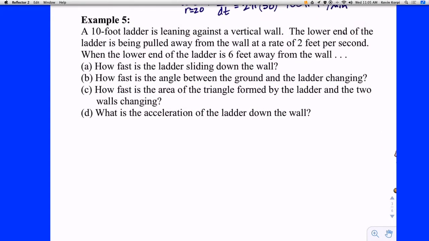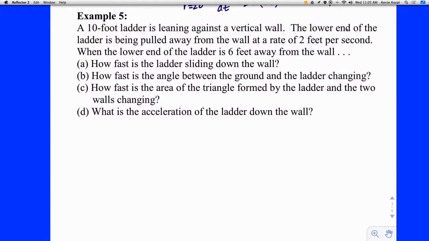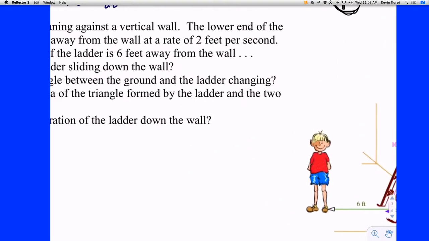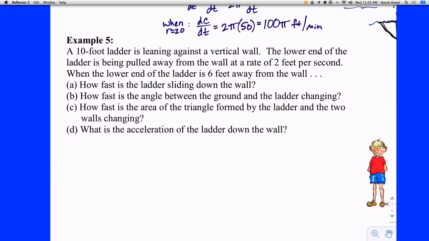Shenanigans taking place. A 10-foot ladder is leaning against the vertical wall. The lower end of the ladder is being pulled away from the wall at a rate of 2 feet per second. I wonder who's responsible for that. Yeah, that smile doesn't fool anybody. Okay. When the lower end of the ladder is 6 feet away from the wall, so that's your snapshot moment.